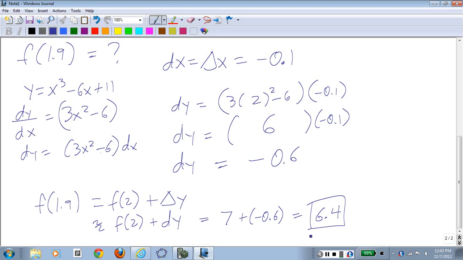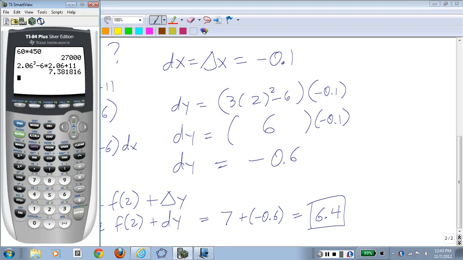Is that close to the actual value? Maybe. 1.9 cubed minus 6 times 1.9 plus 11. Kind of. Again, let's see, the actual curve is above the tangent line, so we would expect that value also to be greater than our approximation.